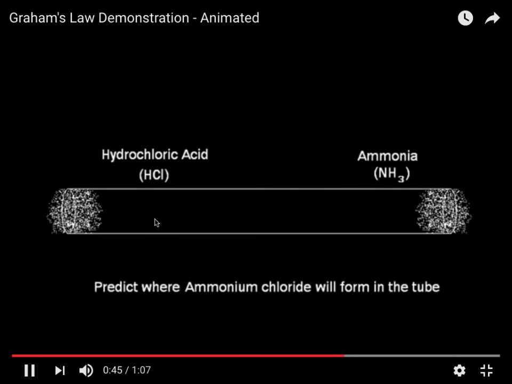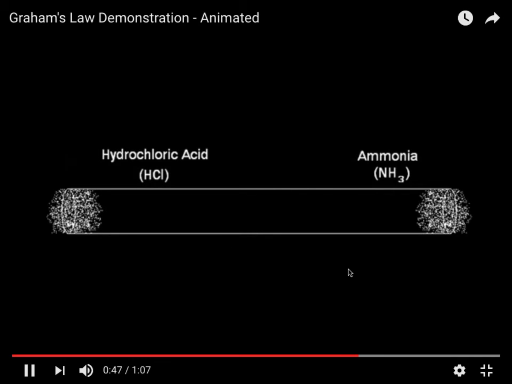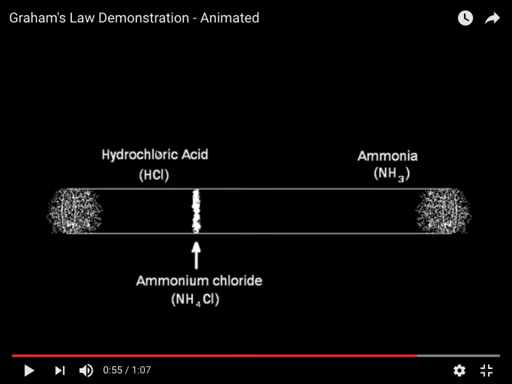And so what I want you to do is just predict where the ammonium chloride will form. Well, notice how it doesn't form in the middle. It forms closer to the HCl. What I want you to do is think about why it forms closer to the HCl.